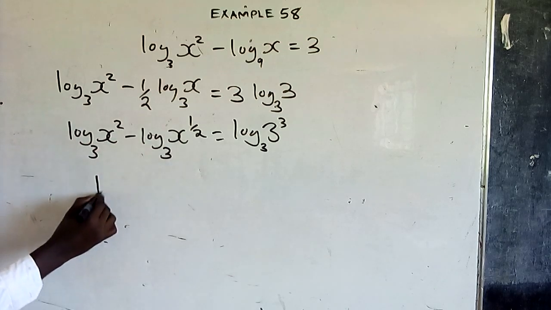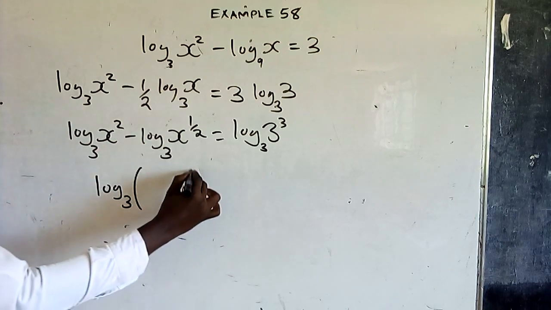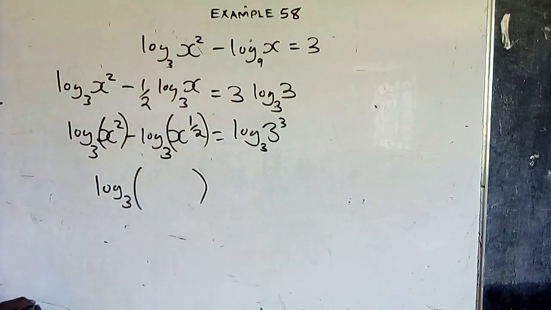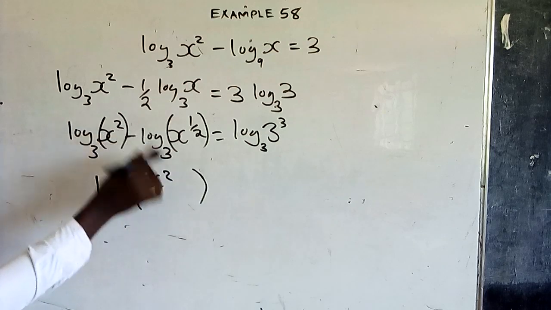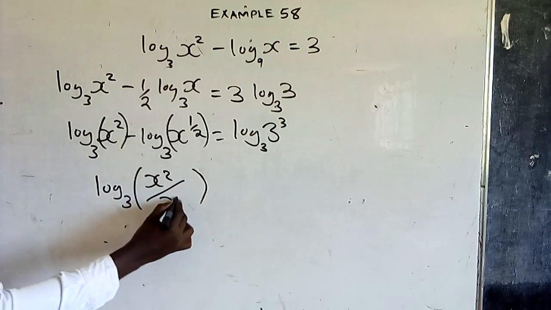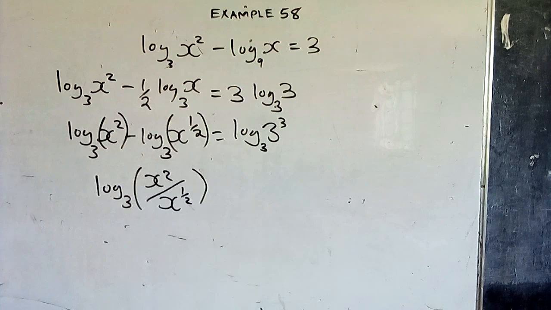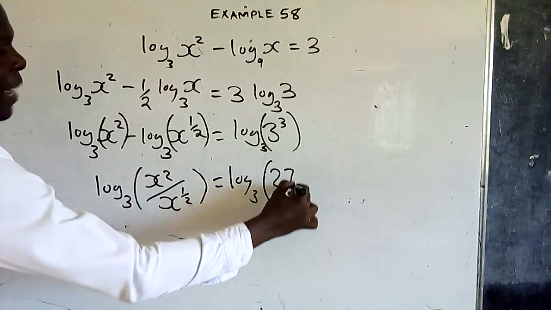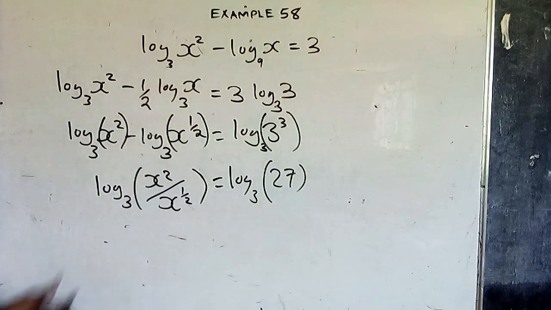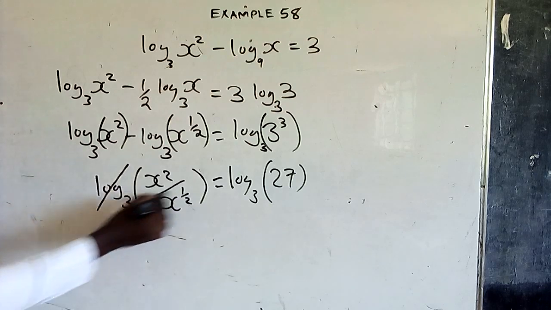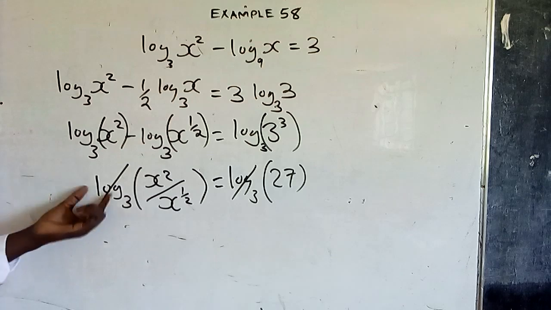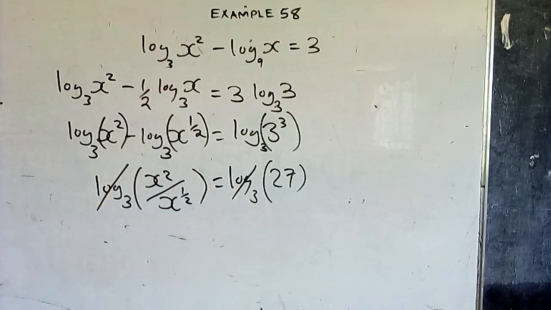So if you factorize out log to base 3 on this side of the equation, what are you left with? Here we have x squared, here we have x to the power half. So x squared, the subtraction sign goes to division, divided by x raised to power half. Then on the other side we have log to base 3, then 3 raised to power 3 is the same as 27. So we can now ignore the logs on either side of the equation. You don't say divide by log to base 3, you just ignore the log. It is like you introduce the log on both sides. So what is x here?